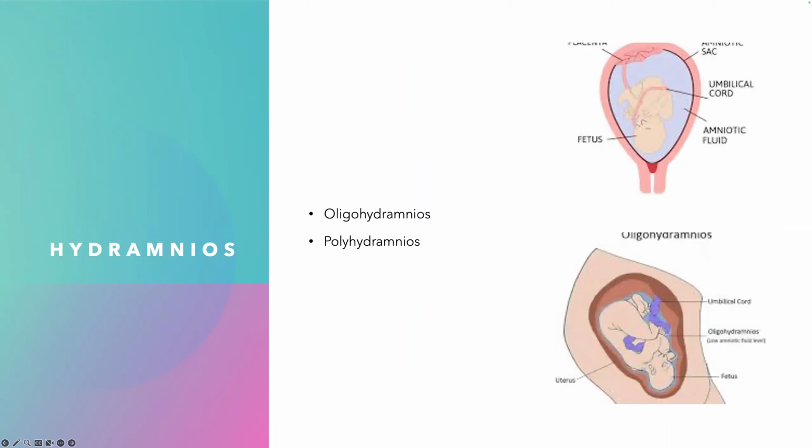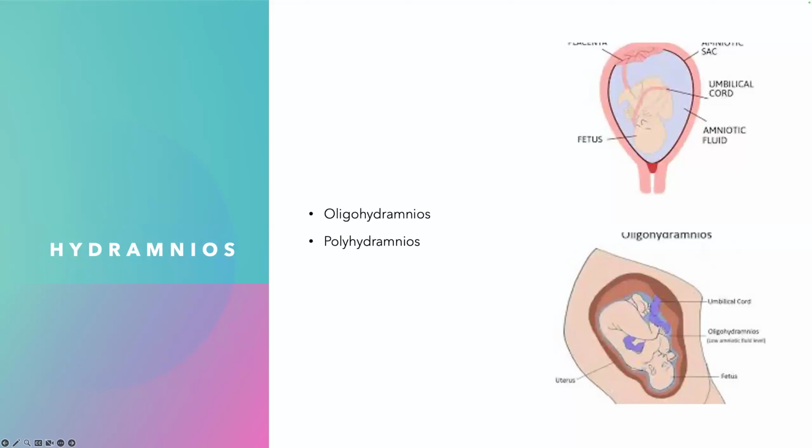Sorry, mailman. So oligohydramnios, this is low amniotic fluid. With amniotic fluid, we can do something called an amniotic fluid index, which can give us a marker of roughly how much amniotic fluid is in there. So in oligohydramnios, there's not enough amniotic fluid, and typically their AFI or amniotic fluid index is going to be 5 or less.